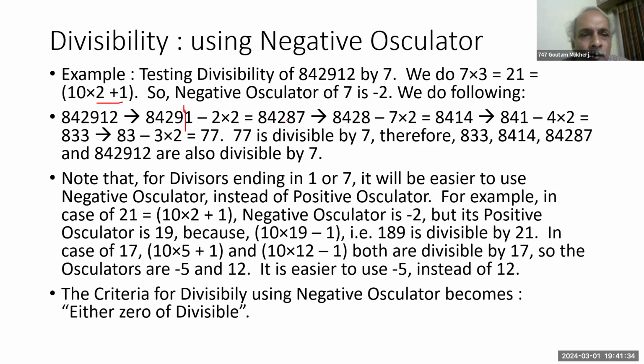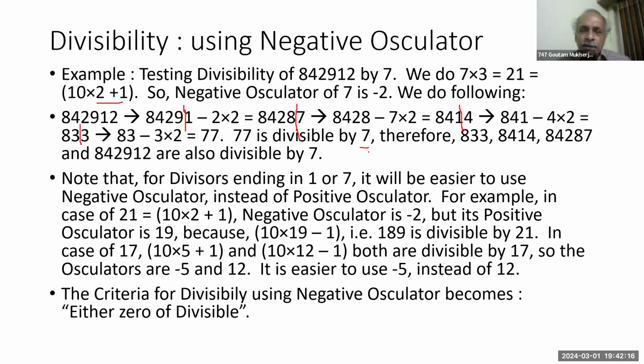Already got it? Yes, sir. Minus 2 by 2 comes to this. Again, this minus. I cut it here. Achha, 8 4 1 4. Again, we cut it. So 8 4 minus 8 is this one, 833. Again, you cut it here. 83 minus this one is 77. 77 is divisible by 7.